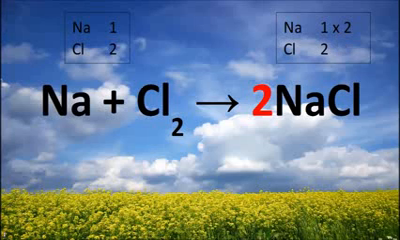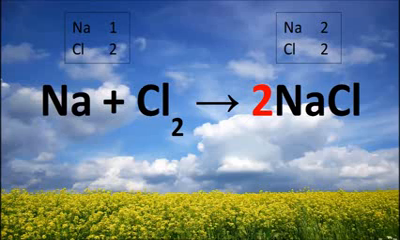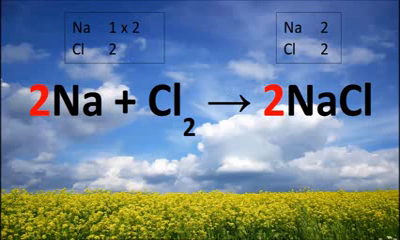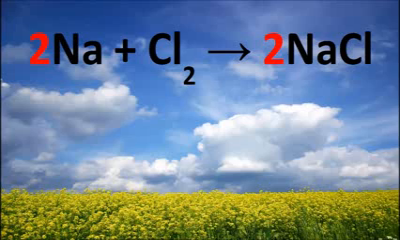This gives us 2 chlorines now, giving us balance, but it also gives us 2 sodiums, which means there are more on the right-hand side than on the left-hand side. To counter this, we put a 2 in front of the Na on the left, giving us 1 times 2 sodiums, 2 sodiums. This is a completely balanced symbol equation, because there are 2 Nas on the left, 2 Nas on the right, 2 Cl's on the left, and 2 Cl's on the right.